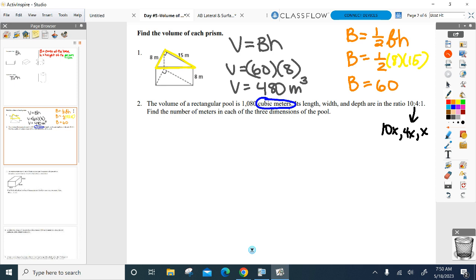Find the number of meters in the 3 dimensions of the pool. All right, we don't have to draw the pool. Length times width times height. Length times width times height equals the volume.